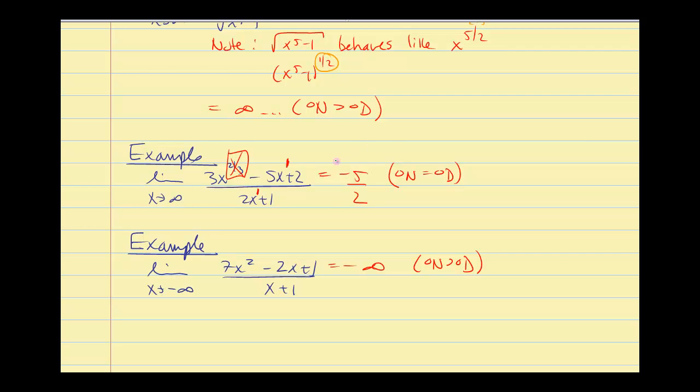Now one thing that we forgot to comment on right here, this would say I have a horizontal asymptote of y equals negative 5/2 in the previous problem.